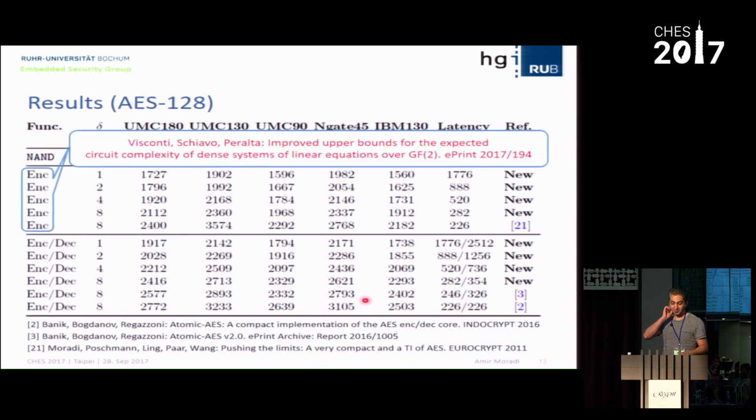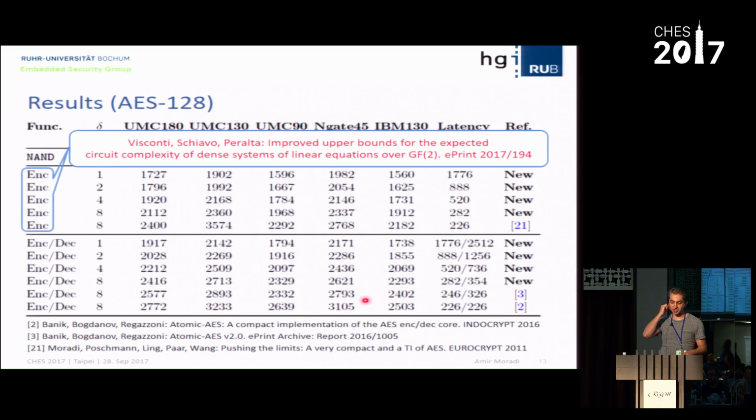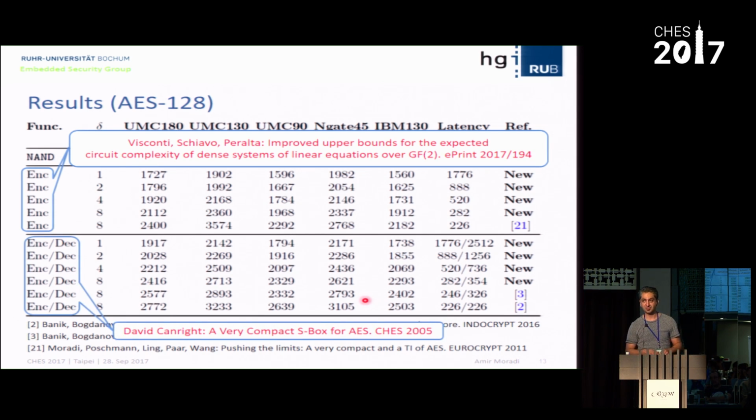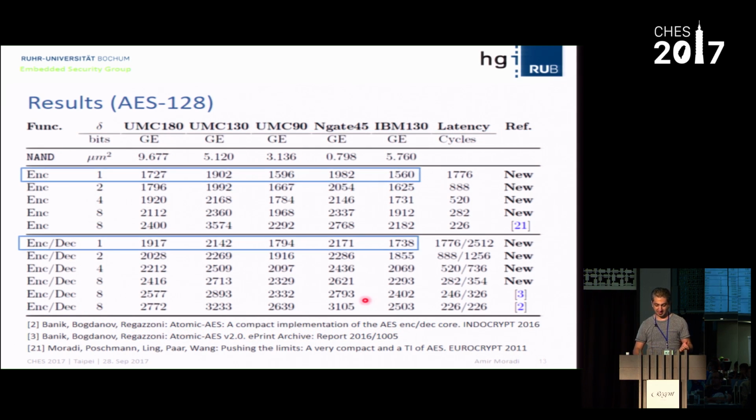As a note, for encryption only we have used the AES S-box design of Visconti, Schiavo, and Peralta, which is a pretty optimized design. For encryption and decryption, we have used the Canright S-box, which supports both the forward and inverse S-box. What is also important is that this is just a single bit-serial implementation of the AES encryption, and also encryption and decryption.